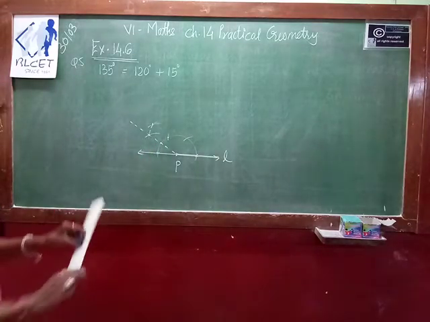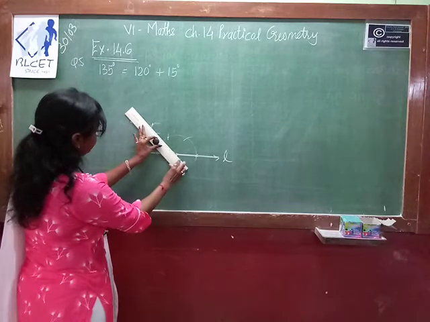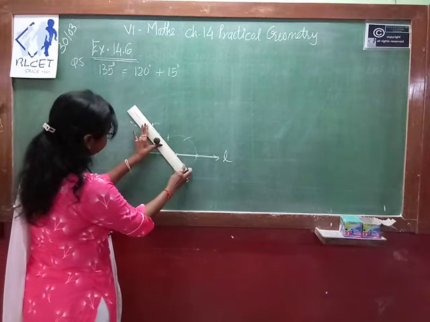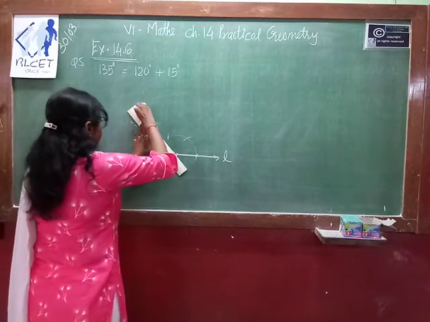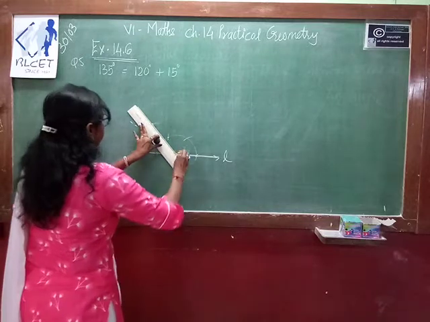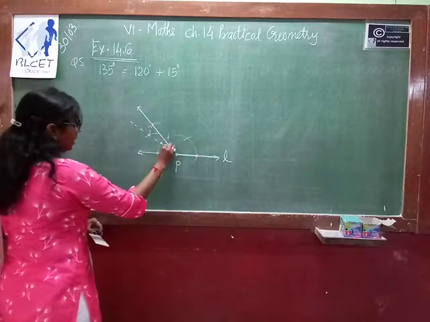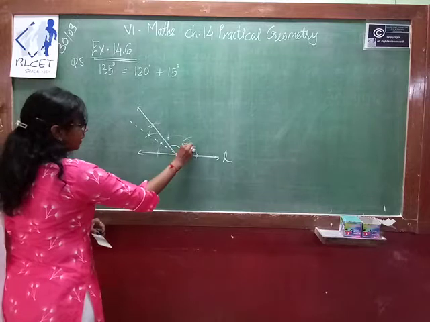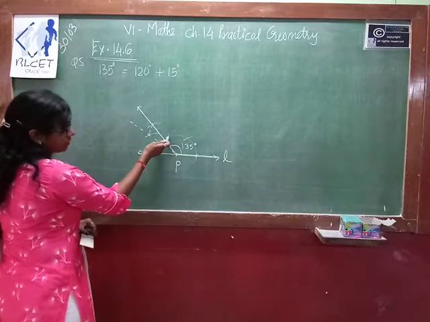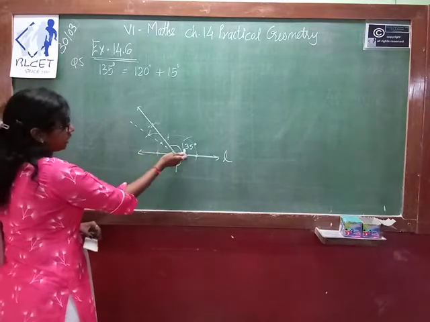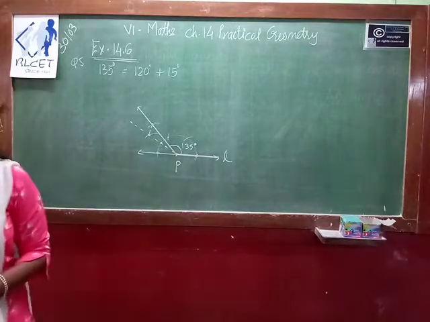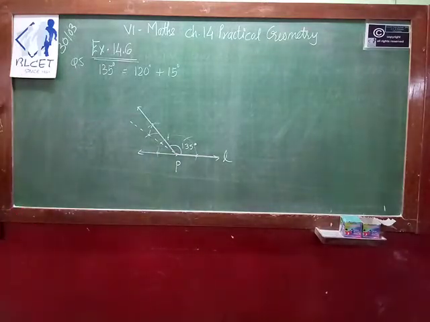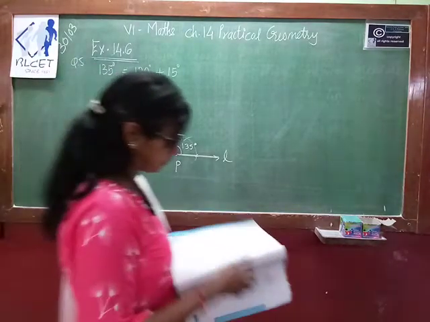Now join this point and point P. So this is our required 135 degree angle. From here it is 120 plus this 15 degree, so you get a 135 degree angle. So this way we can construct 135 degree.